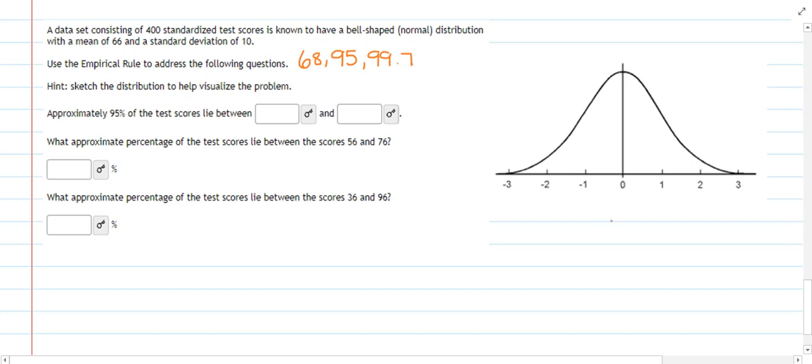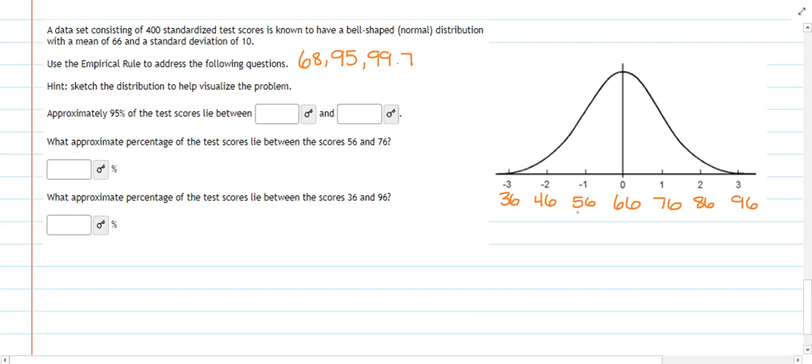So you have a mean of 66, so that would be right here at our mean, and a standard deviation of 10, which means I'm going to add 10 each time here, and I'm going to subtract 10 each time here. Okay, so I have everything put out here.